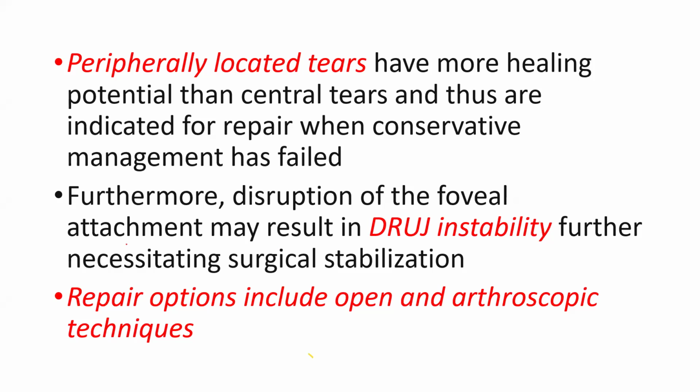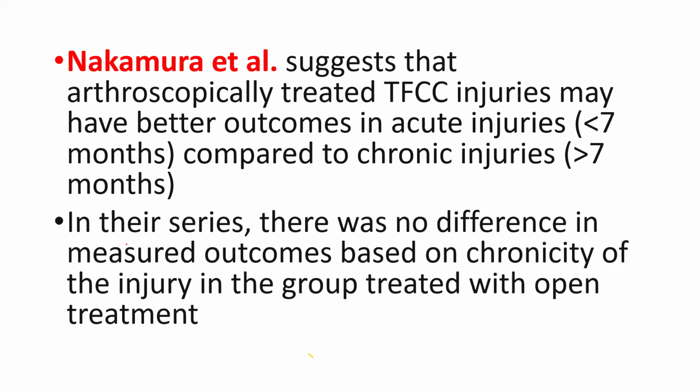Repair options include open and arthroscopic techniques. Nakamura suggests that arthroscopically treated triangular fibrocartilage complex injuries may have better outcomes in acute injuries, meaning less than 7 months, compared to chronic injuries, more than 7 months. In their series, there was no difference in measured outcomes based on chronicity of the injury in the group treated with open treatment.